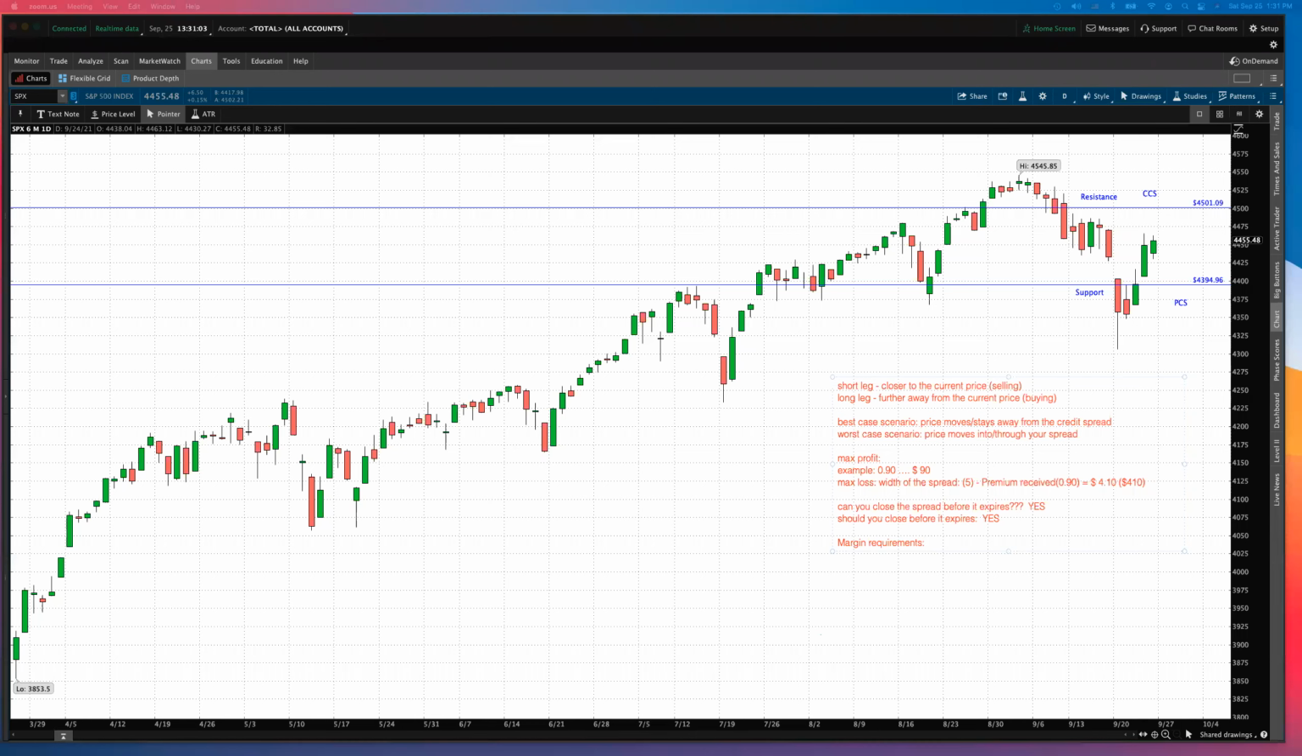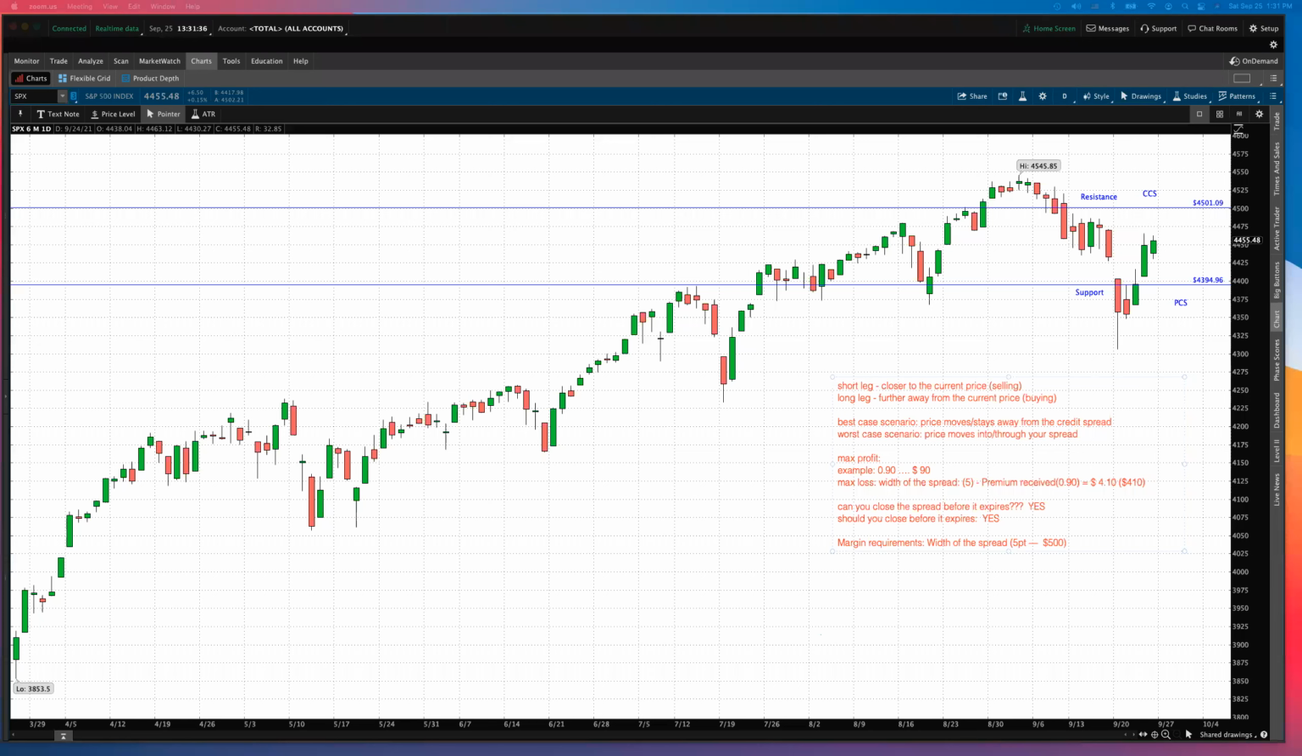Because you're selling, the broker will usually require the width of the spread. And how much is that? If it's a 5-point wide spread, then you need $500 per spread. If it's a 10 point, you need $1,000, and so on and so forth.